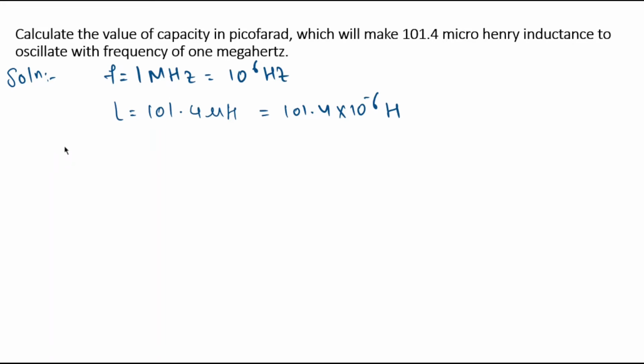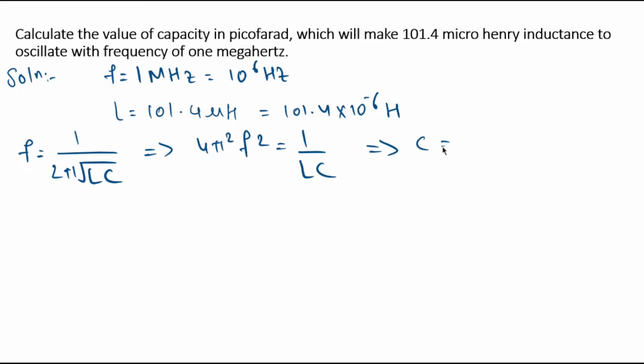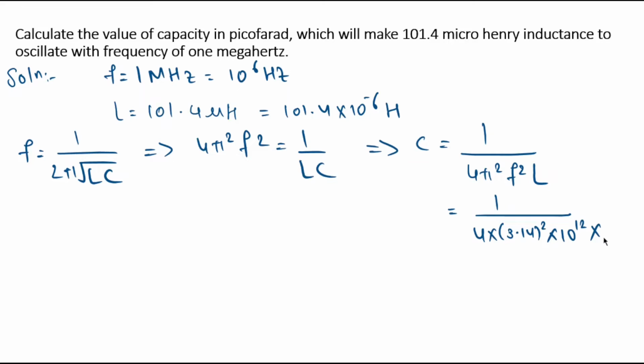So we know that for an LC oscillation, f is equal to 1 upon 2 pi root under LC, which implies, in order to calculate the capacitance, squaring on both sides, we get 4 pi square f square equal to 1 upon LC, which implies C is equal to 1 upon 4 pi square f square L. Now putting all the values, 4 into pi square, that is 3.14 square, into f square, that is 10 raised to 6 square, which will be 10 raised to 12, into L. L is 101.4 into 10 raised to minus 6.